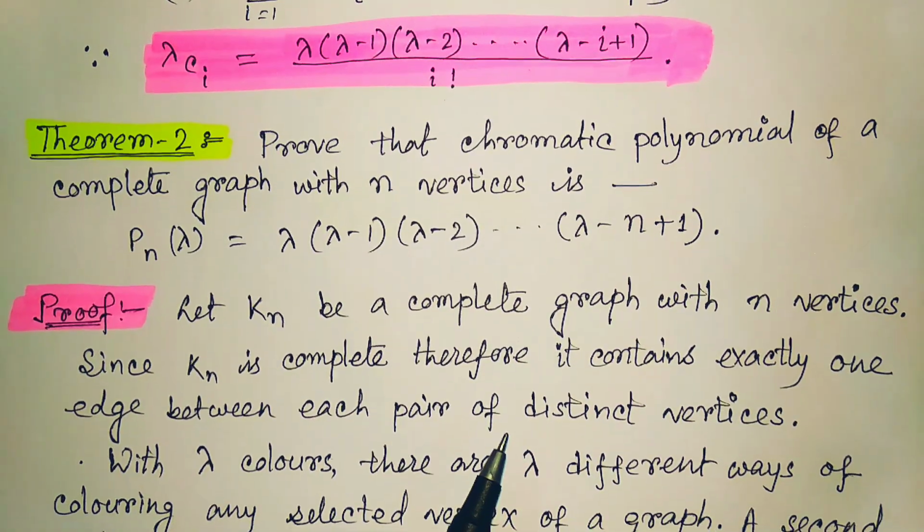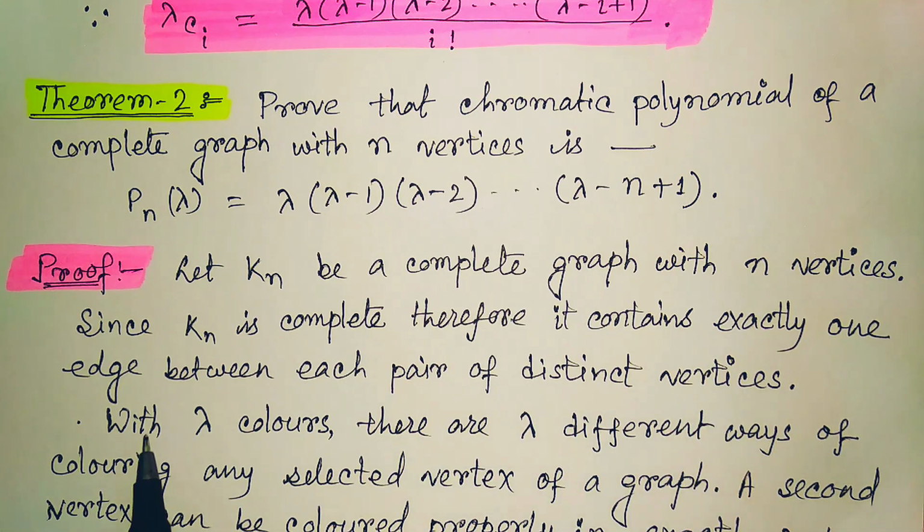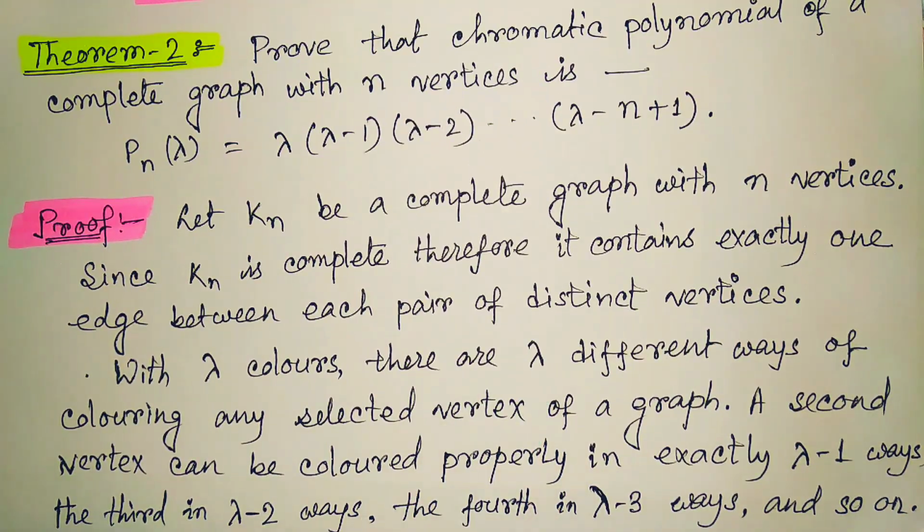Initially the given graph is a complete graph. So let Kn be the complete graph with n vertices. Since Kn is complete, it contains exactly one edge between each pair of distinct vertices. With lambda colors, there are lambda different ways of coloring any selected vertex of the graph. A second vertex can then be colored properly in exactly lambda minus 1 ways. Total n vertices are there, and lambda colors we have chosen.